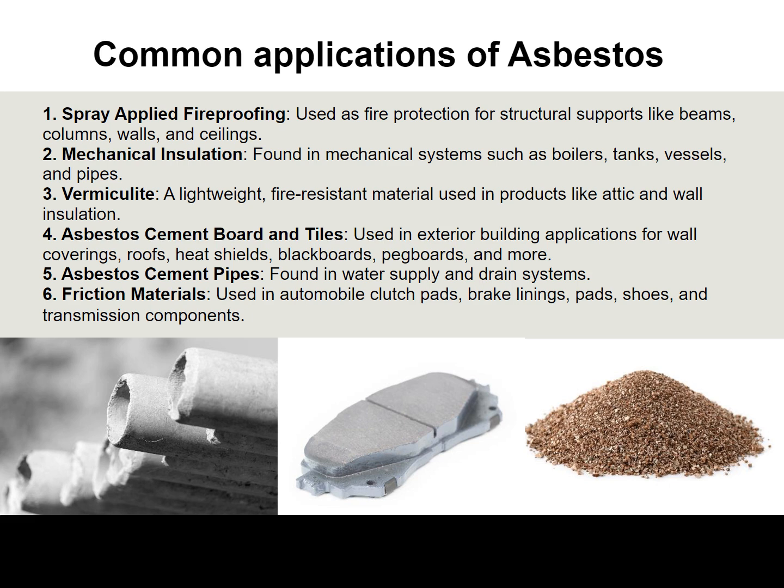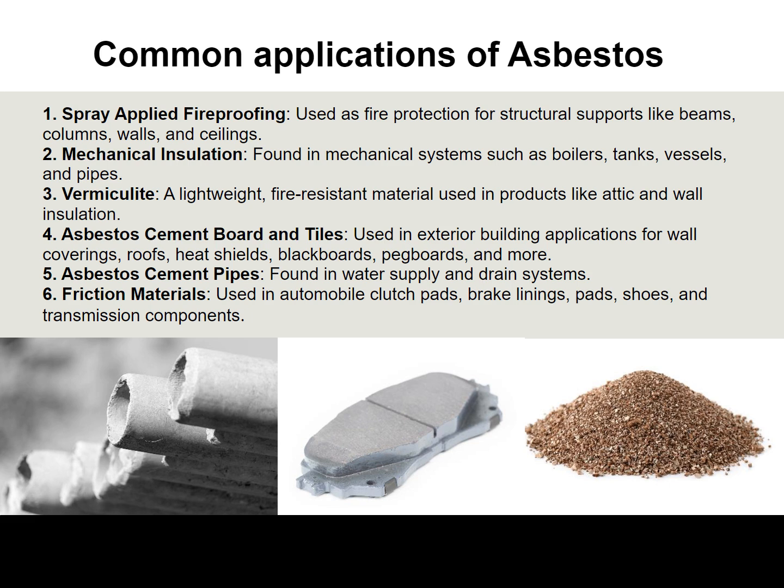You may encounter asbestos in these products and industries. 1. Spray applied fireproofing. Used as fire protection for structural supports like beams, columns, walls, and ceilings. 2. Mechanical insulation. Found in mechanical systems such as boilers, tanks, vessels, and pipes. 3. Vermiculite. A lightweight fire-resistant material used in products like attic and wall insulation.